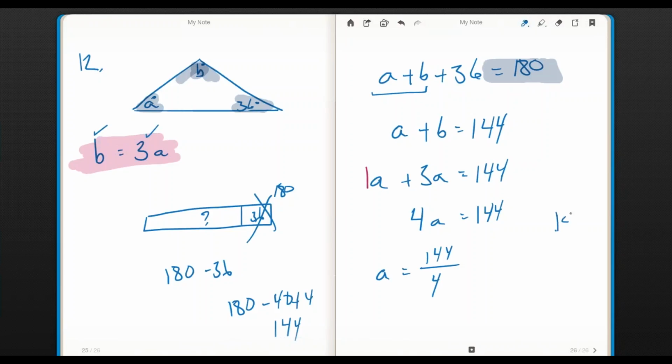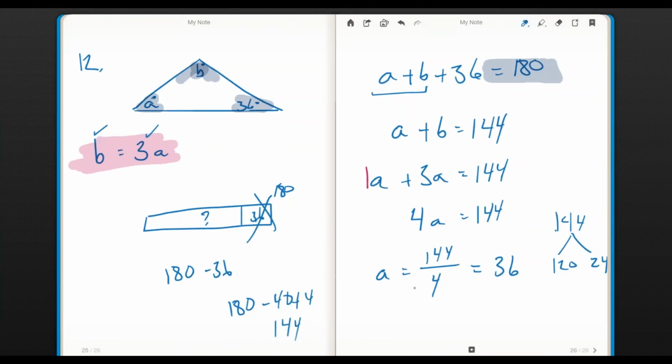I like to think mental math anytime possible, and this is one of those times it's possible. 144 is 120 and 24. Write it down if you have to. You don't necessarily have to. This gives me the fact that A is equal to 36. 4 goes into 12 tens 30 times. 4 goes into 24 6 times, so A is 36.